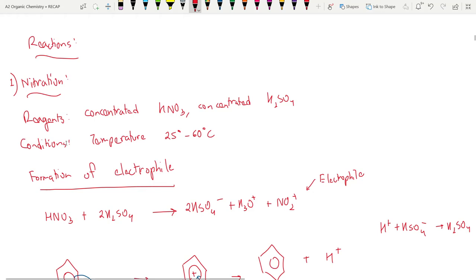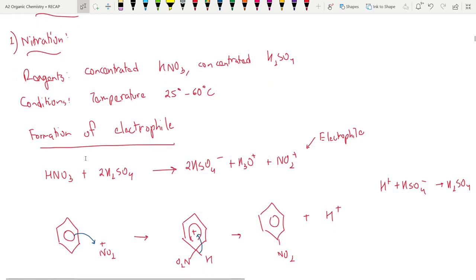So what are the reactions of benzene? All of these are electrophilic substitution reactions. First, we're going to start with nitration. The reagents are concentrated nitric acid and concentrated H2SO4. You need to mention concentrated, and the temperature is 25 to 60 degrees Celsius according to the syllabus. This is the new temperature. You can go with 55, it's okay.